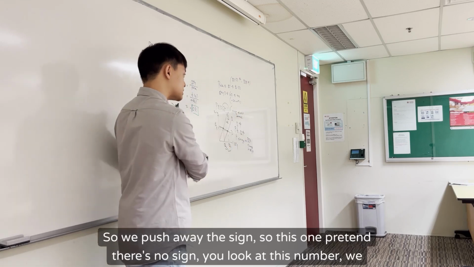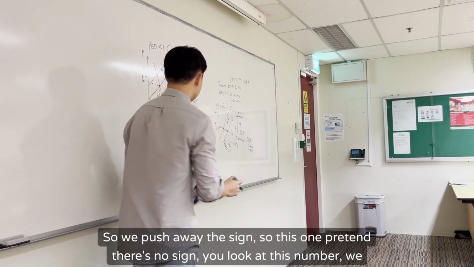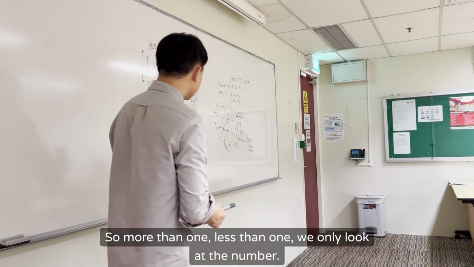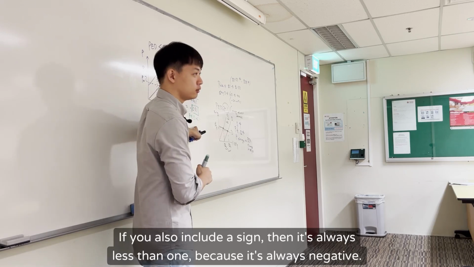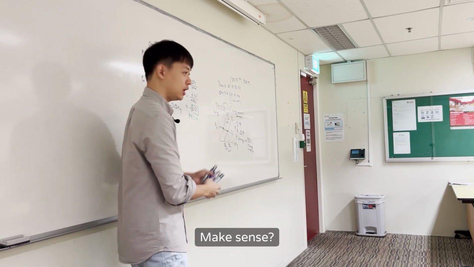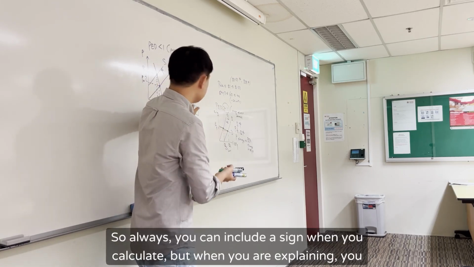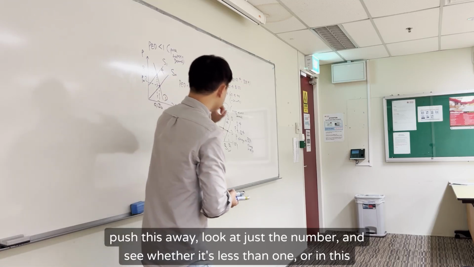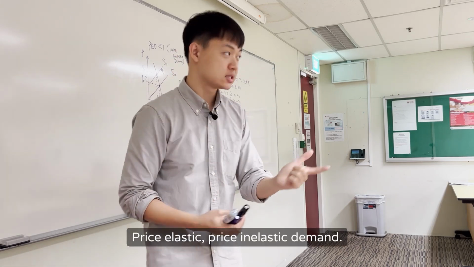Correct? So we push away the sign. Pretend there's no sign. You look at this number, we say that it is less than 1. So more than 1, less than 1, we only look at the number. If you also include the sign, then it's always less than 1, because it's always negative. Make sense? So you can include a sign when you calculate. But when you are explaining, you push this away, look at just the number and see whether it's less than 1 or, in this case, more than 1. Price elastic, price inelastic demand.